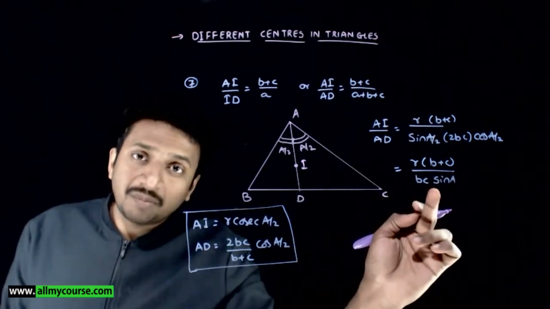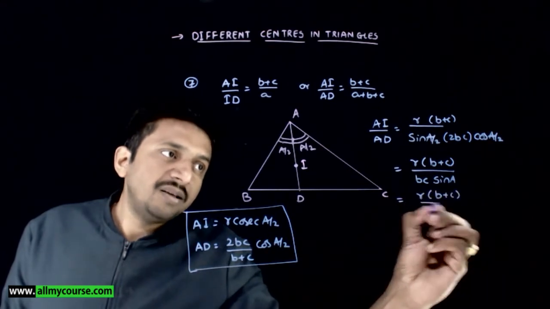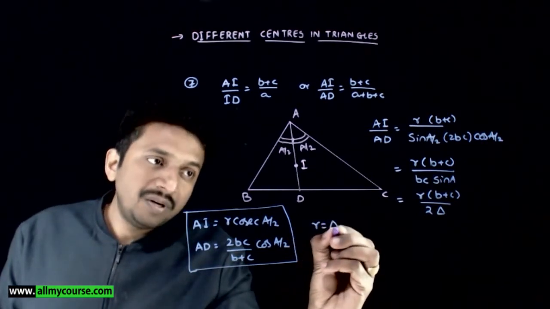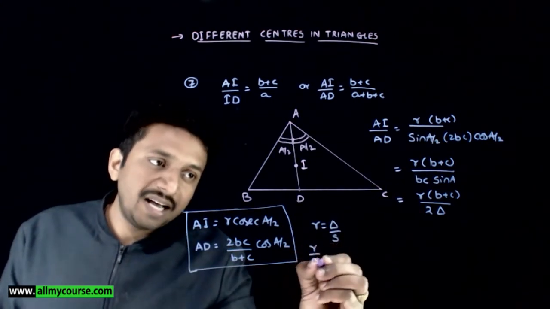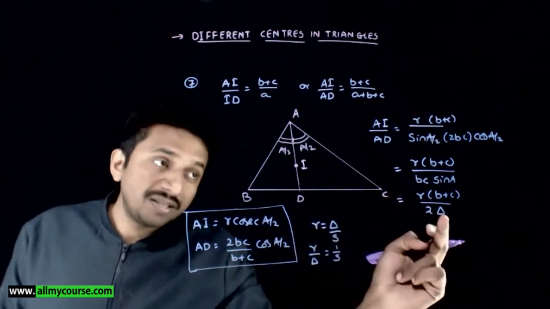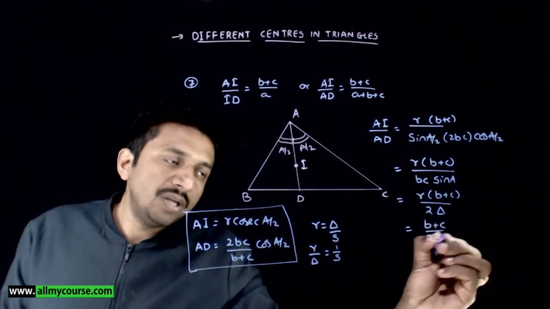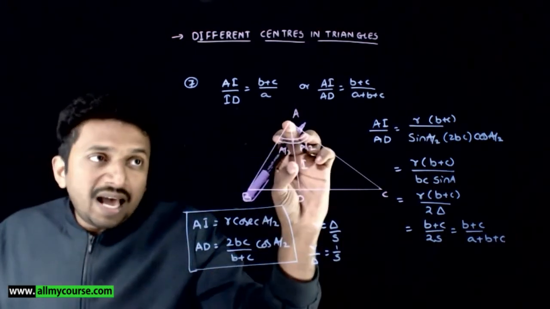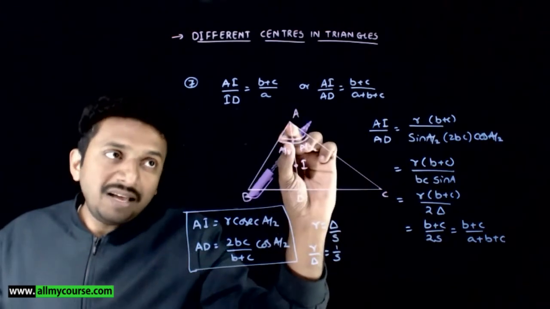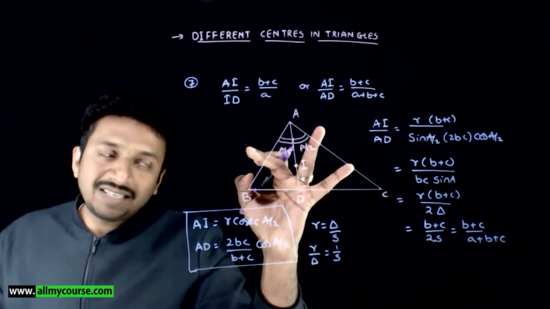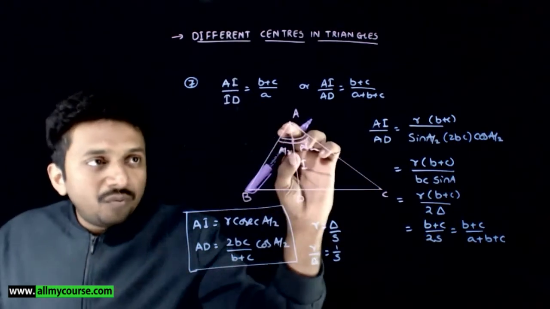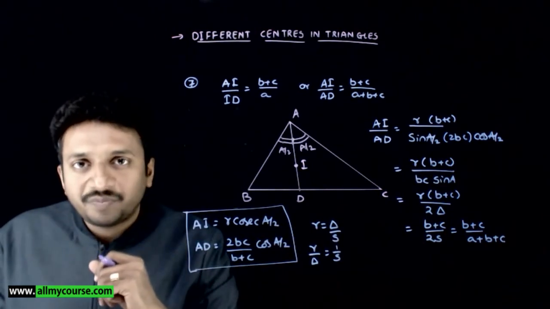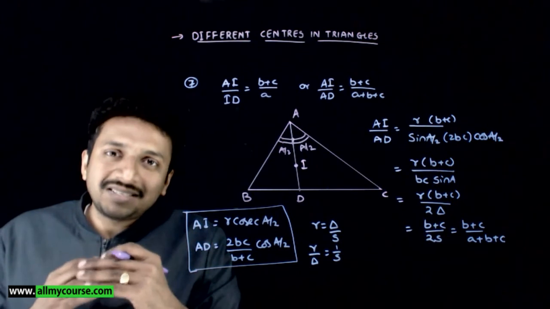Now half bc sin A is nothing but delta. So R times b plus c by bc sin A is 2 delta. Now we know that R is equal to delta by S, or R by delta is equal to 1 by S. So S comes in the denominator. So b plus c by 2S, which is b plus c by a plus b plus c. So AI by AD, the length of AI by the total angle bisector, is the sum of the adjacent sides by the sum of all the sides. Similarly, if you want just AI by ID, you have the sum of the adjacent sides by the opposite side as the answer. So these are the properties that you need to understand about the incentre.